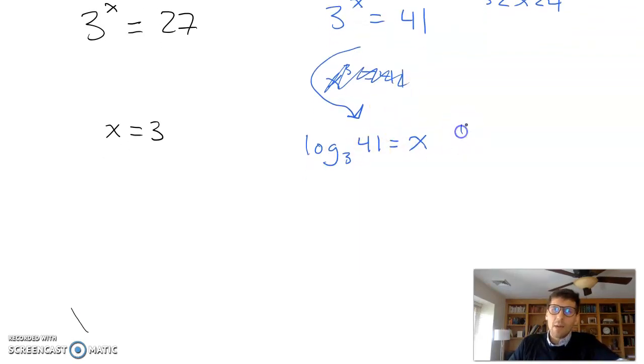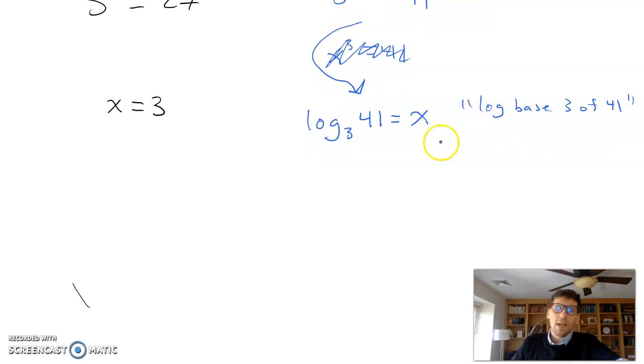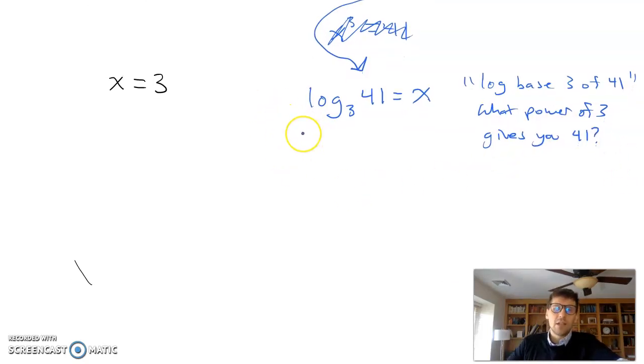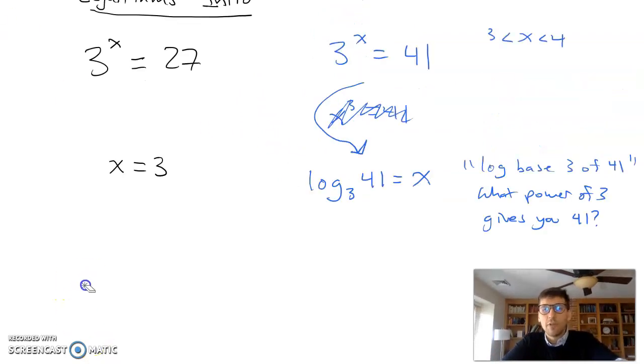The way I would read this is log base 3 of 41. And what that is asking is, what power of 3 gives you 41? That's the question it's asking. Back in the day, they used to use logarithm tables, like a big book with all these different powers, and you could look them up and figure out what a logarithm was instead of a calculator.